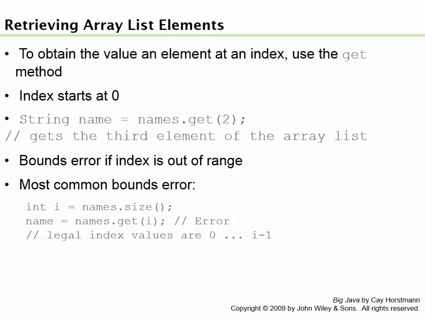So just like with arrays, you can't take the size or the length and use that as an index. Because remember, both for arrays and array lists, they both start at 0 for their index. So if you try to put the size in there directly, you're going to go one past the end of the array or array list. So you get a bounds error.